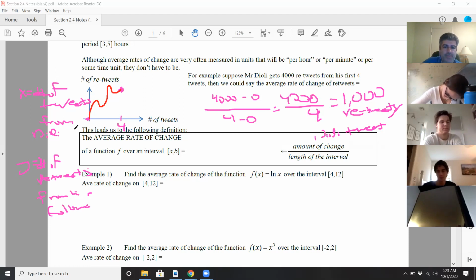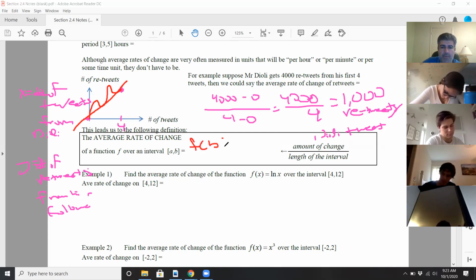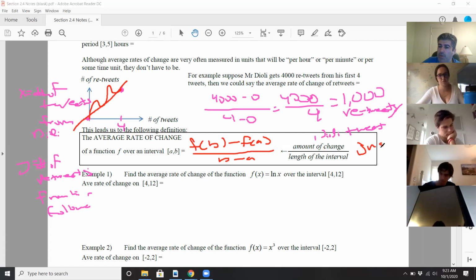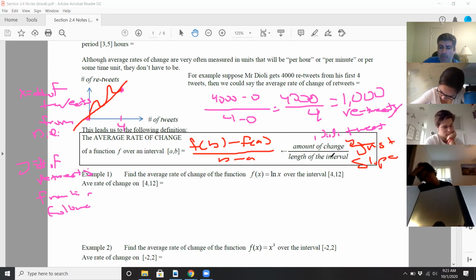That's why we call this an average rate of change. On average, how did this change given the units? So an average rate of change basically can be defined as this, and it's really simple. F of B minus F of A over B minus A. It's purely slope. That's all you're doing. It's just slope. And it's basically the amount of change in Y over the length of your interval, which we label as X. And your interval could be time usually. In this case, it was number of tweets. It just depends what you're working with.